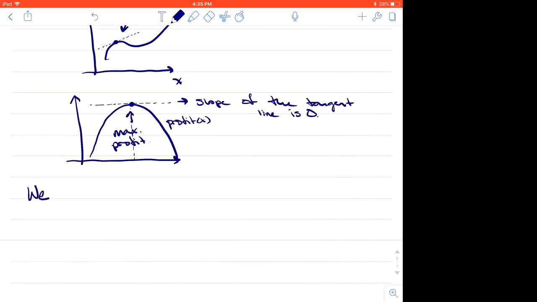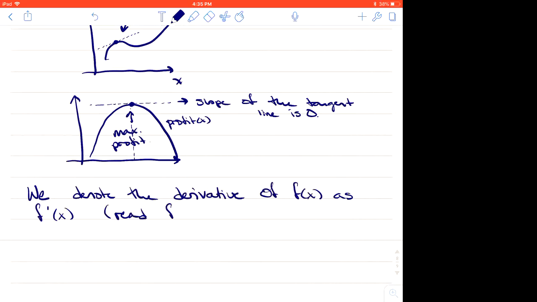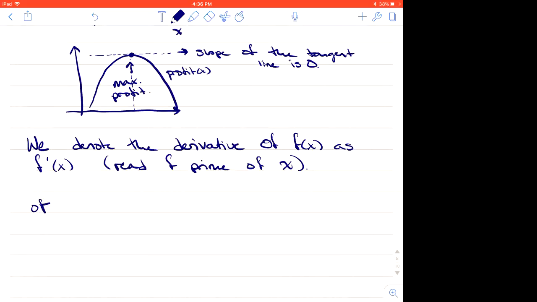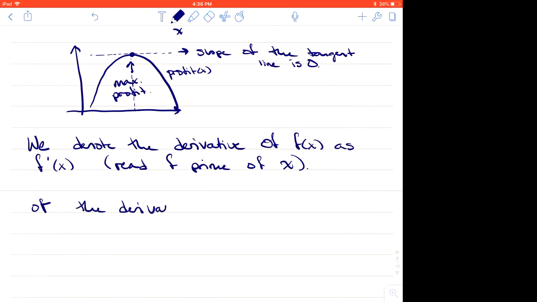So we need some notation, right? We denote the derivative of f of x as f prime of x. And you're going to read it as f prime of x. Or the derivative of profit of x is profit prime of x. Right, so we just throw that little prime in between to indicate that we have the derivative.